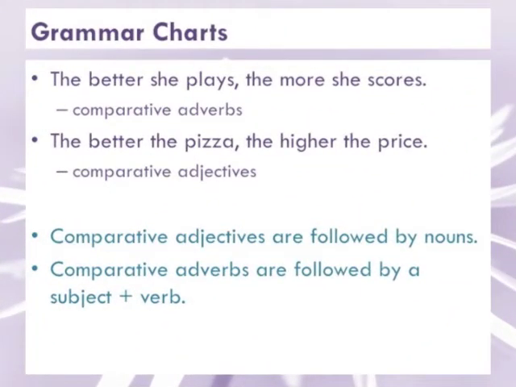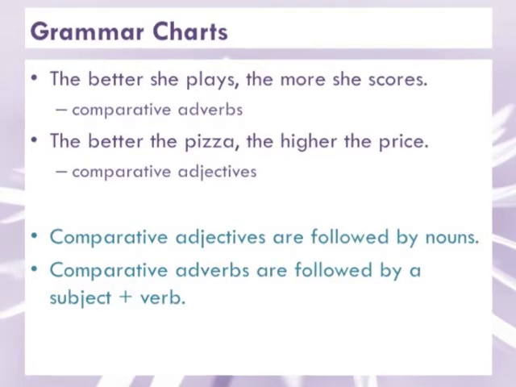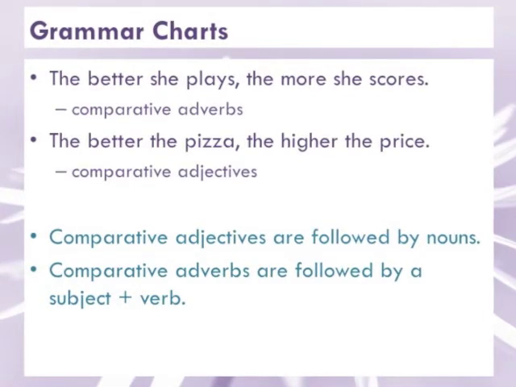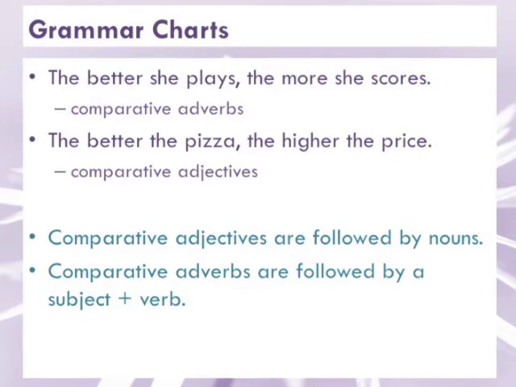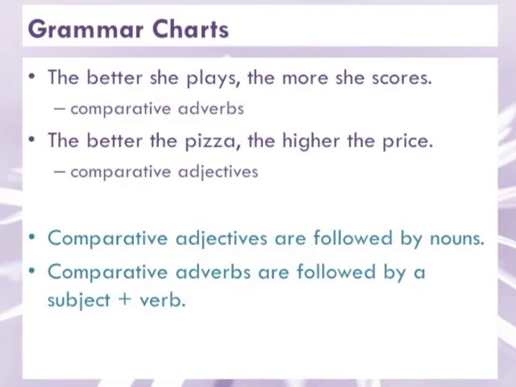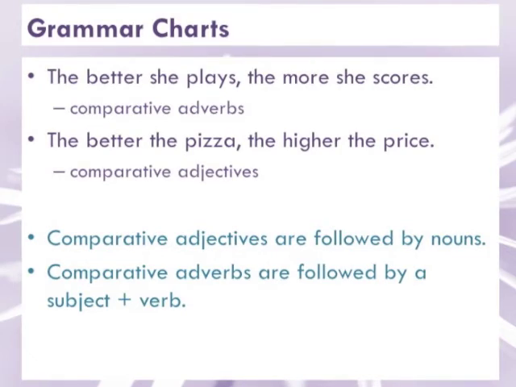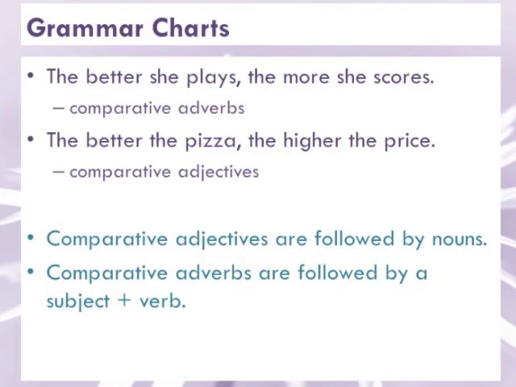When we learned comparative adjectives, we learned that you can use them to show cause and effect. So let's look at the second example. The better the pizza, the higher the price. These are comparative adjectives. Better pizza causes a higher price. When you get comparative adjectives, they're followed by nouns. You can do something similar for comparative adverbs, but they have to be followed by a subject and a verb. The better she plays, the more she scores. The first example uses comparative adverbs that show cause and effect. Better playing equals higher scoring.